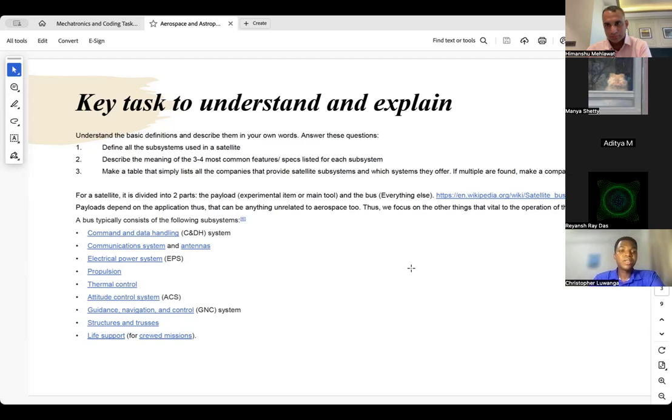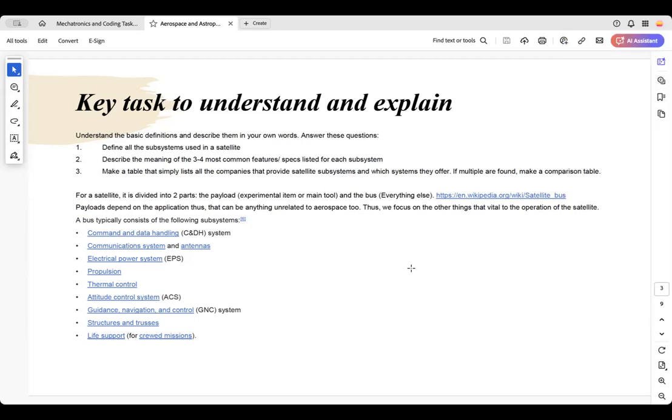Then we'd like you to be able to describe the meaning of 3 or 4 of the most common features for each subsystem, and then to make a simple table that lists some companies, maybe not all companies, that provide satellite subsystems. I will also give you a website where you can search for the subsystems we'll be talking about here. This is just to understand what is happening in industry.